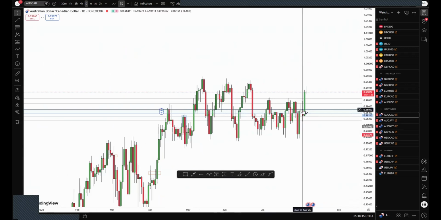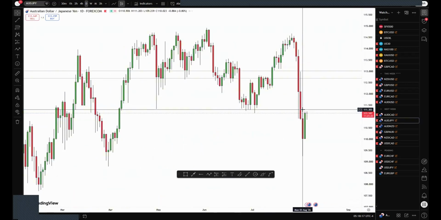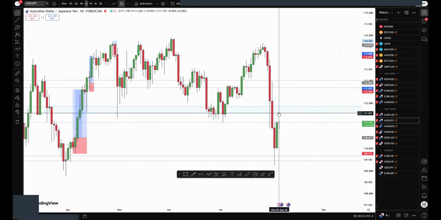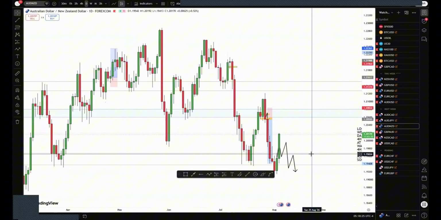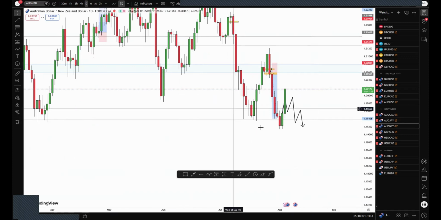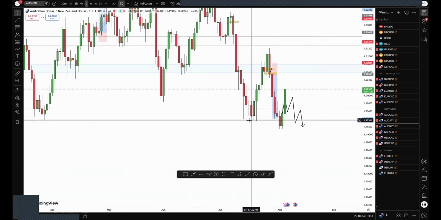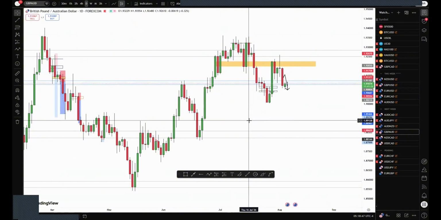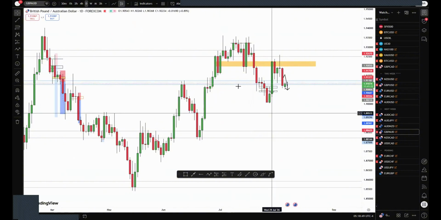Maybe we might catch buys next week. This one, ADJPY, might catch sales here. ADNZD. Prices retesting upon passing this OG level, as it should. GBPAD. Prices retesting this level.